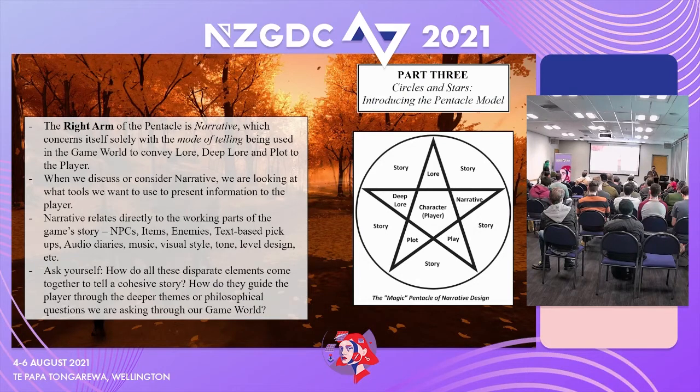So you just need to ask yourself, how do all these disparate elements come together to tell a cohesive story? How do they guide the player through the deeper themes or philosophical questions that we are asking through our game world?